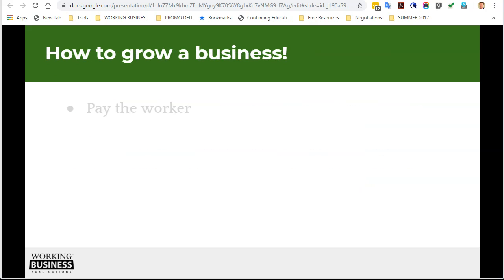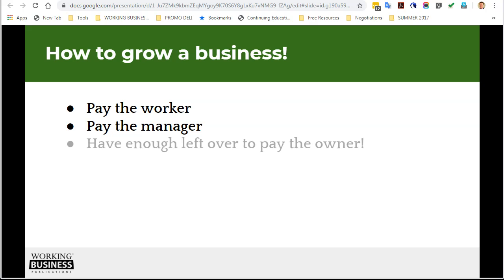So how do you grow your business? One is you pay the worker, whether it's you doing the work or someone else. It's very important to pay the worker. It's important to pay the manager to understand all the time and effort it takes to manage your business, and be making sure the person that does that role, whether it's you or an employee, is paid. And finally, have enough left over to pay the owner.